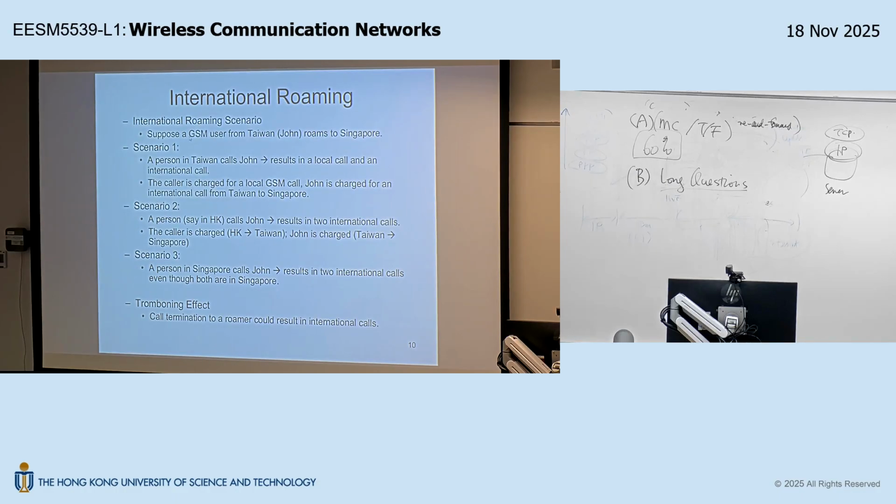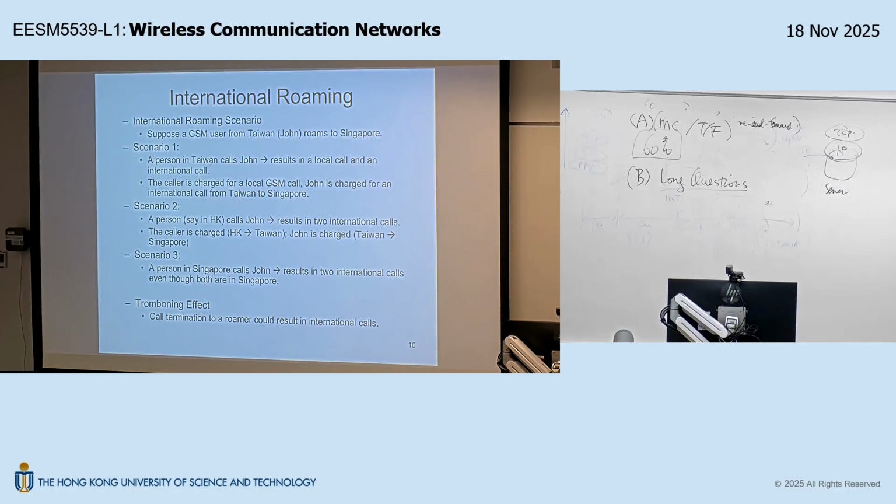But there are three scenarios associated with international roaming. Scenario one: let me try again. Let's say the user is John. John's home network, the mobile network, is in Taiwan. Now John travels to Singapore on a business trip.